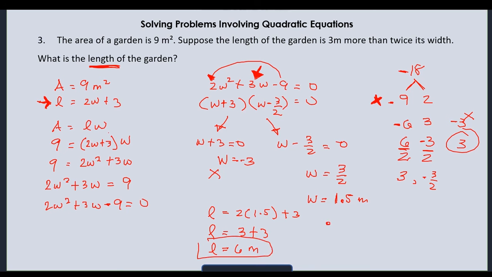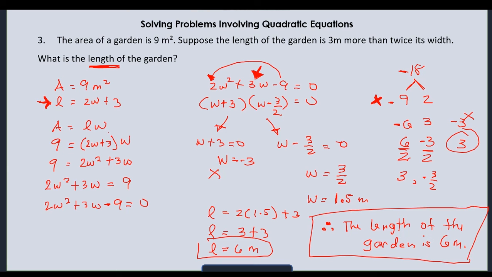So therefore, the length of the garden is 6 meters. And that's it. We're done with our problem.